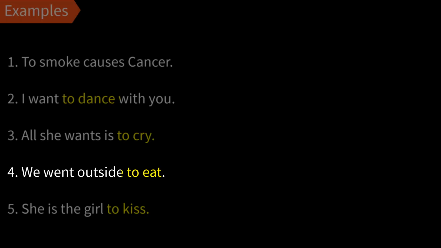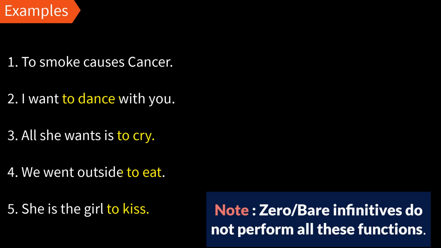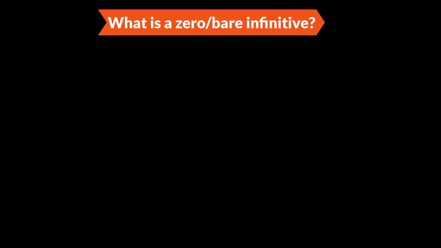And you just have seen it can be a noun, it can be an adjective, it can also be an adverb as well. But please understand, when we talk about zero infinitives or bare infinitives, they do not perform all these functions. They cannot be the subject of the sentence, they cannot be the object of the main verb, they cannot be the subject complement, or they cannot be the adjective of the sentence, they cannot be the adverb of the sentence. Then what do they do? Before that, let us understand what is a zero infinitive.